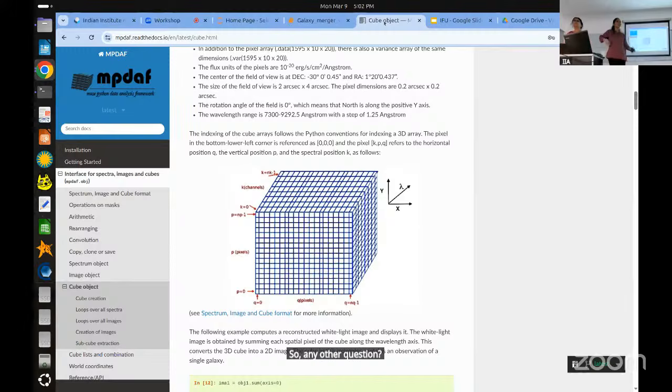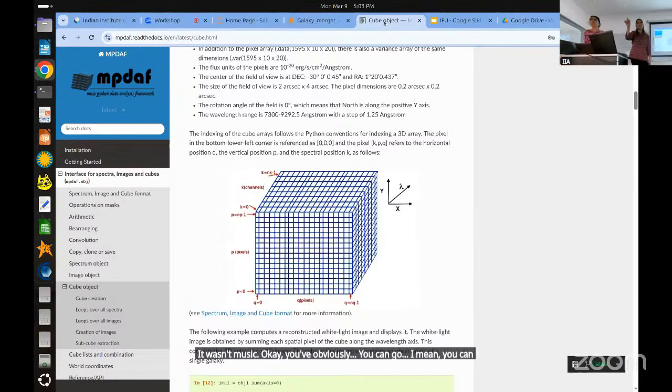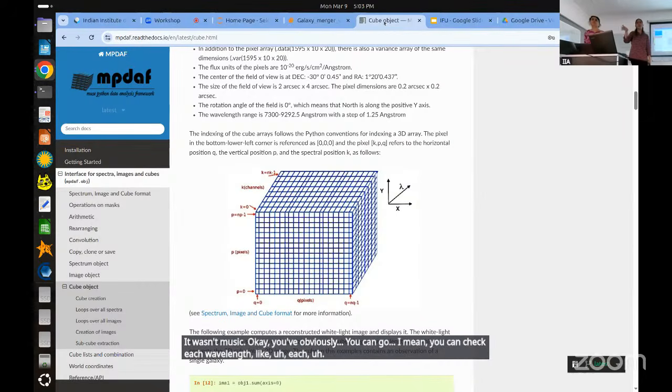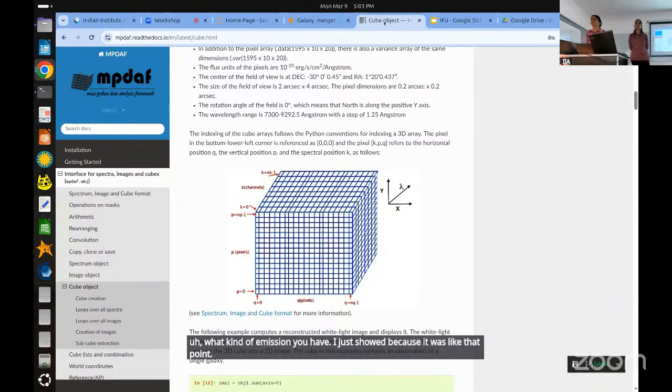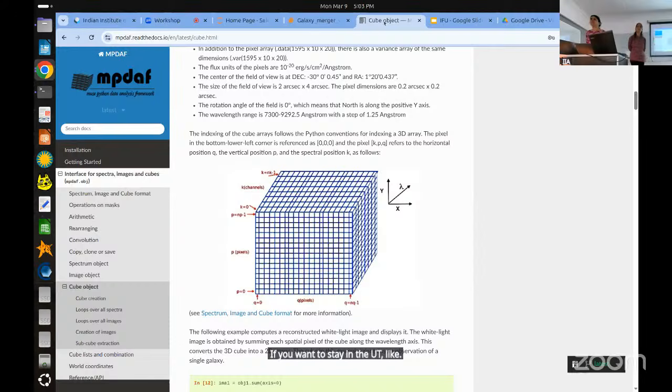It was MUSE data, but she will show other analysis. Others will be there as well, but if you want to see just the high ionization photons, you can check each wavelength, what kind of emission you have. I just showed it because it was maximum at that point. Like you said about the power lines, so optical, if you want to see the star in the UV lines, that is a.